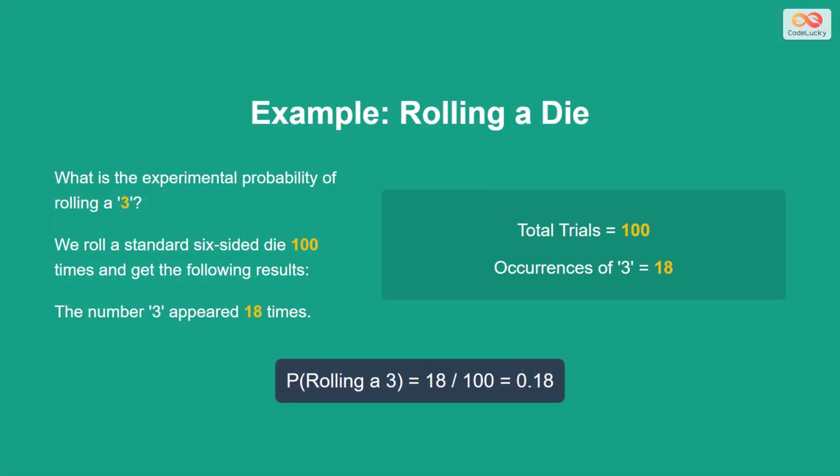Here's another example. What is the experimental probability of rolling a 3 on a standard die? Let's say we roll the die 100 times. In our experiment, the number 3 came up 18 times. Using our formula, the probability of rolling a 3 is 18, the number of occurrences, divided by 100, the total trials, which gives us 0.18.